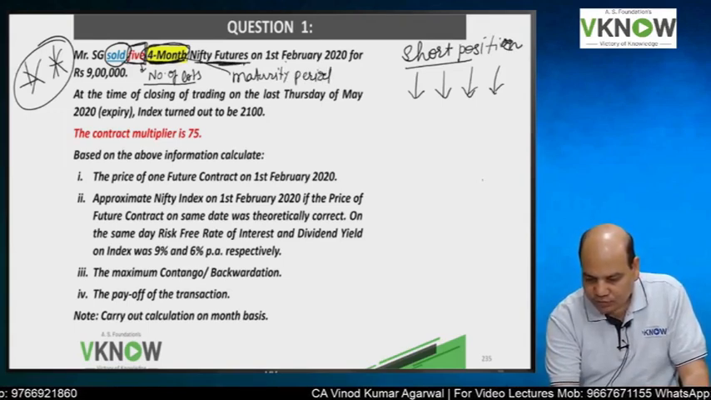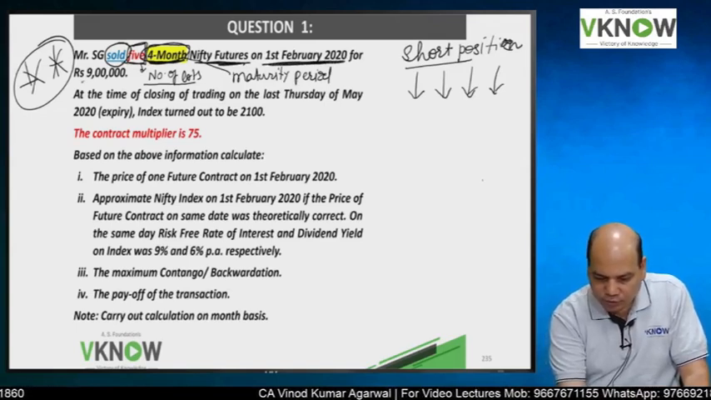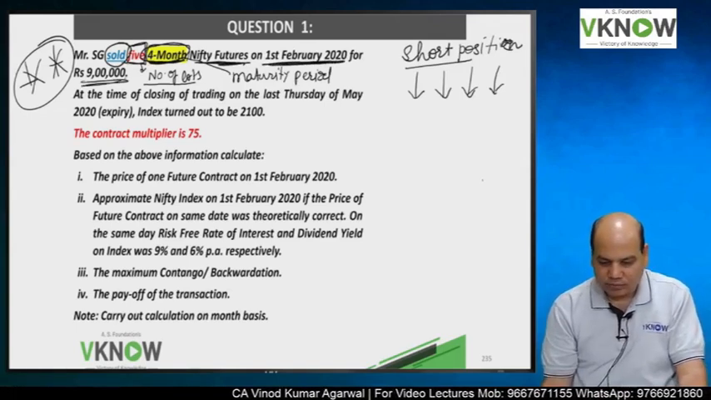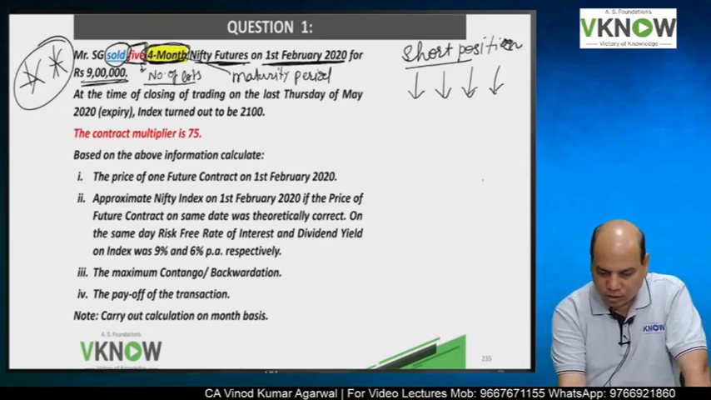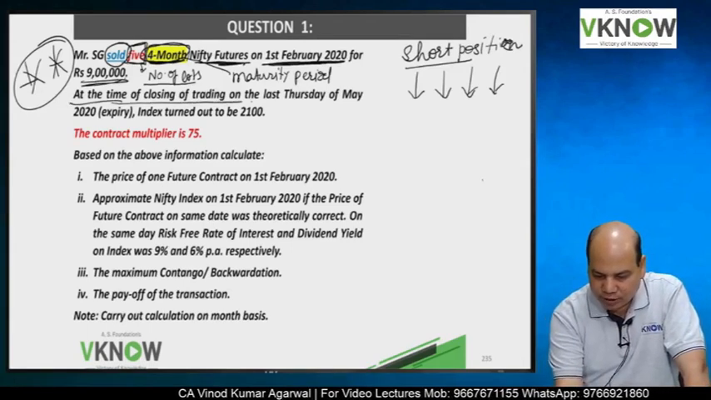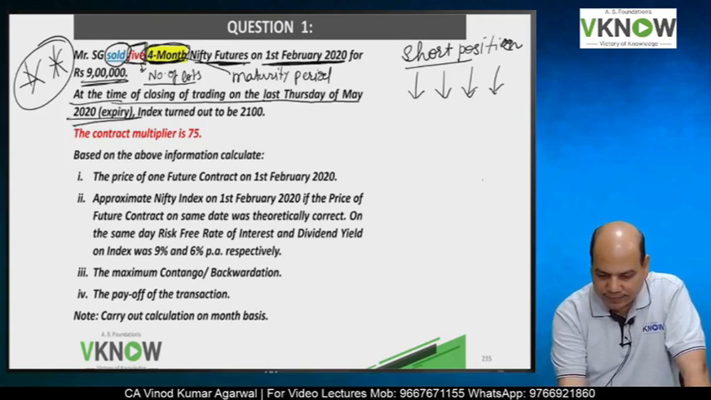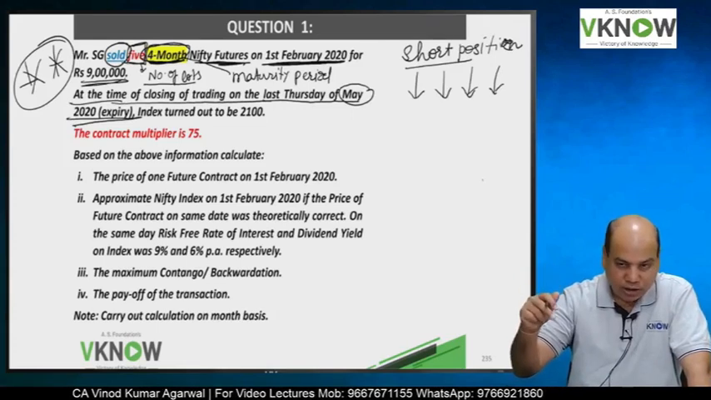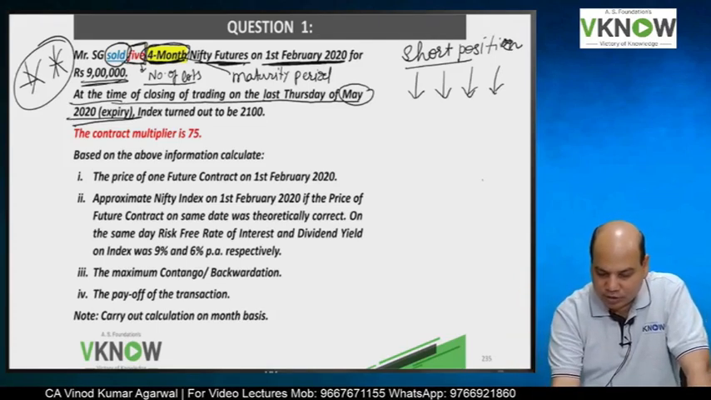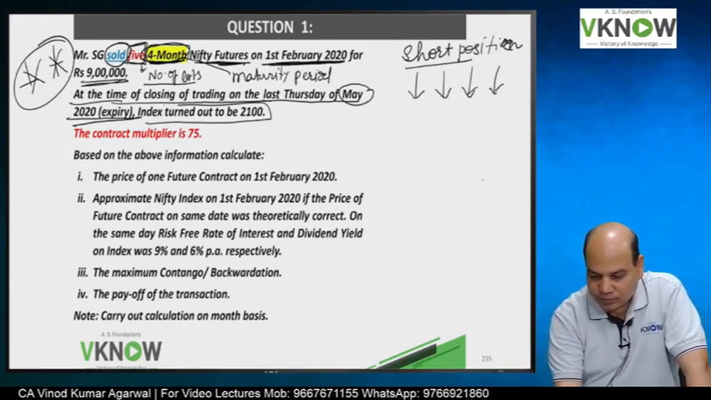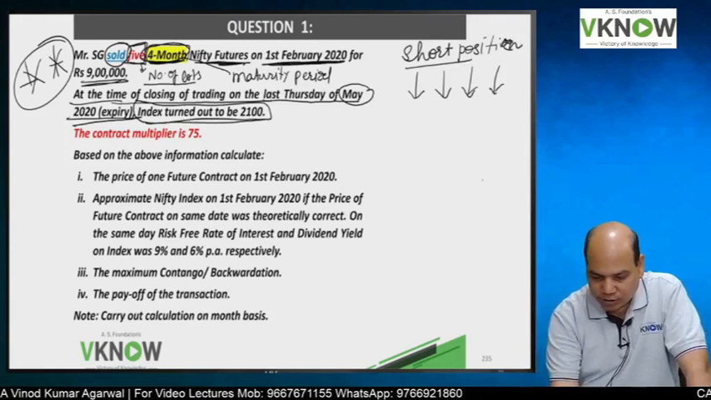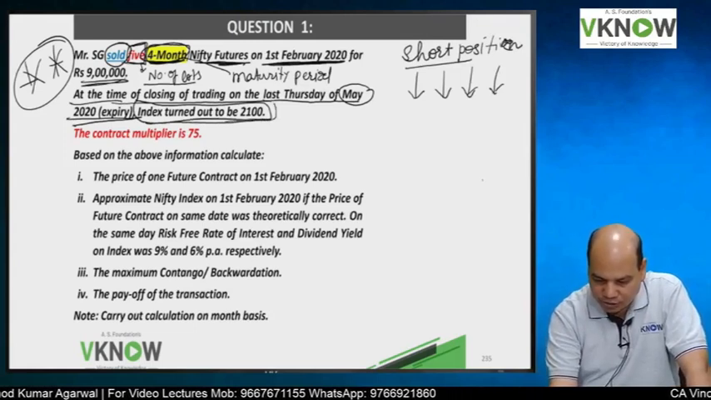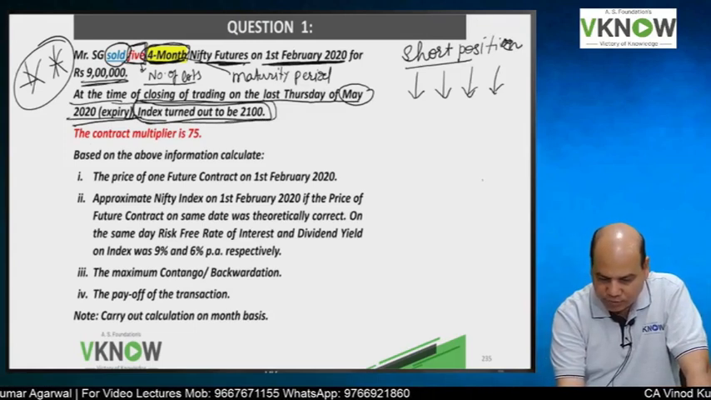Nifty future on 1st February 2020 for rupees 9 lakh. At the time of closing of trading on the last Thursday of May 2020, that is after 4 months, February, March, April, May, what is the actual index turned out to be? 2100. Actual index turned out to be 2100.